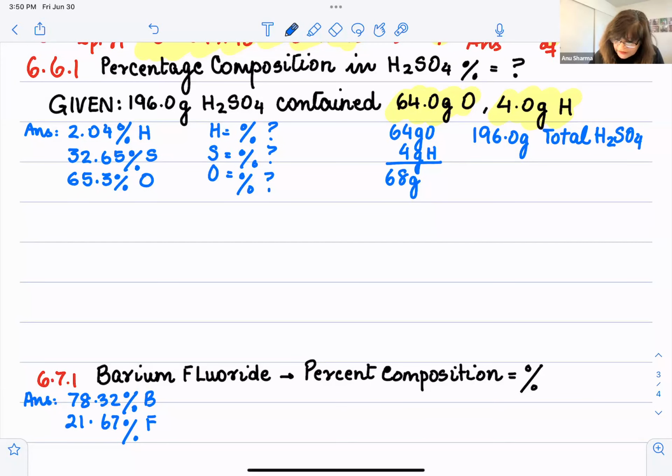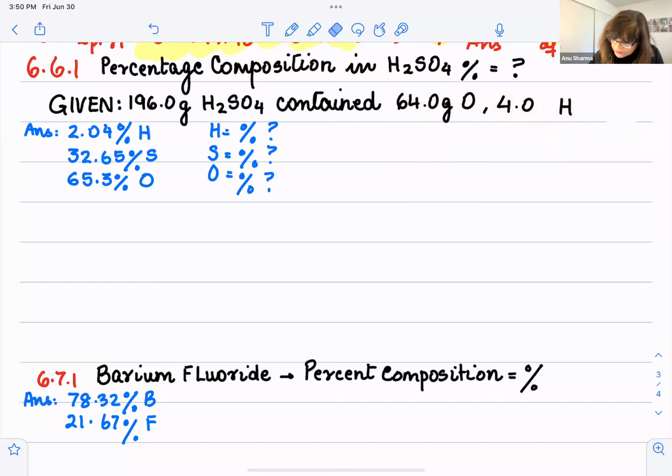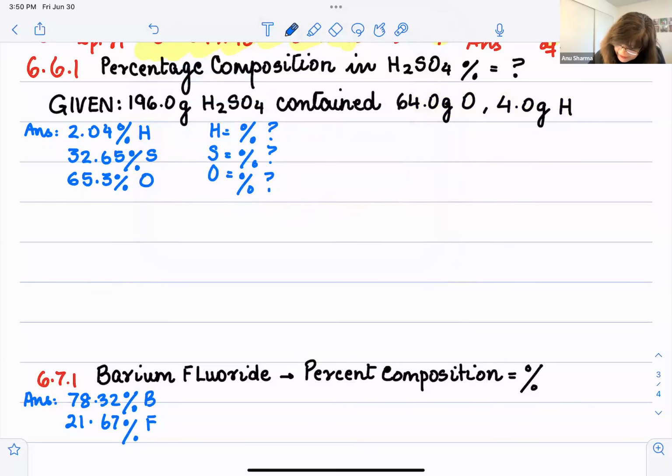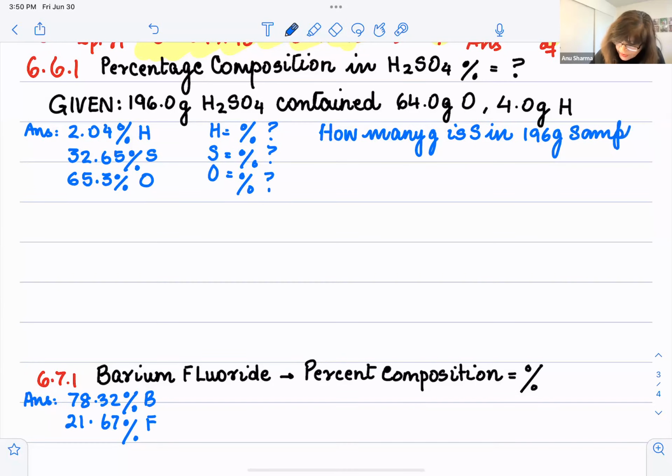Let me put this properly. Sorry, 64 grams of oxygen. Okay, so here 196. We need to find how much is the sulfur first of all, because that's not given to us. How many grams is sulfur in the 196 gram sample? This is what we need to find first, because only then we can get a percentage for sulfur. So what do we do?